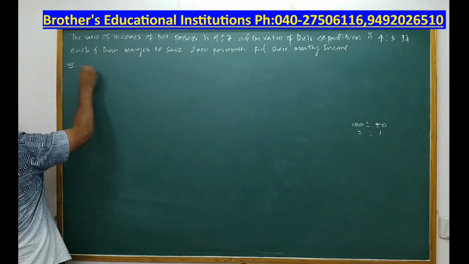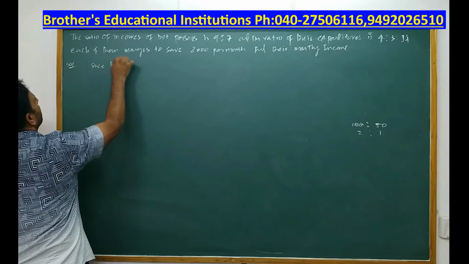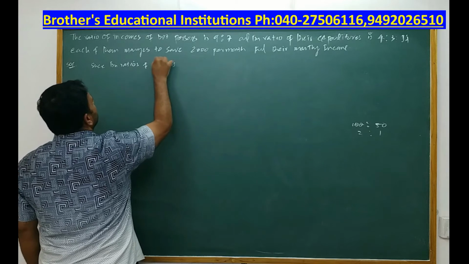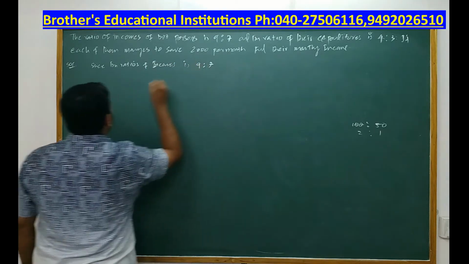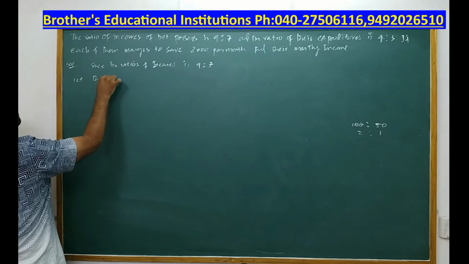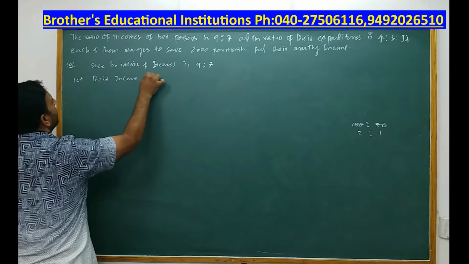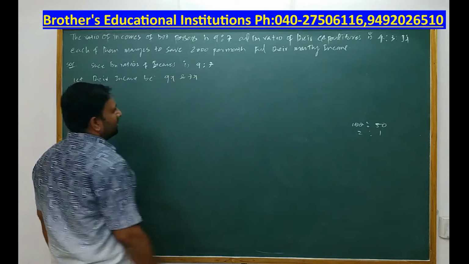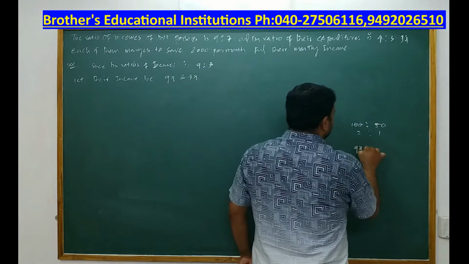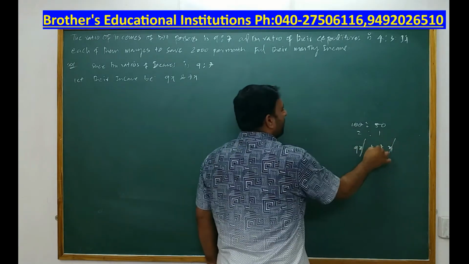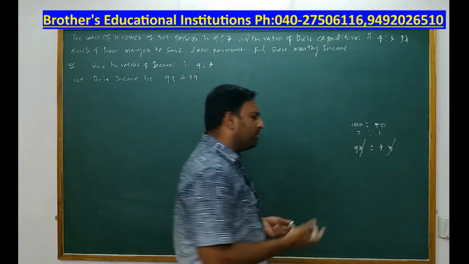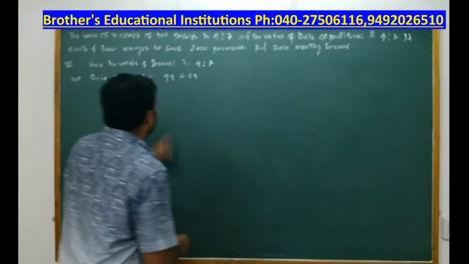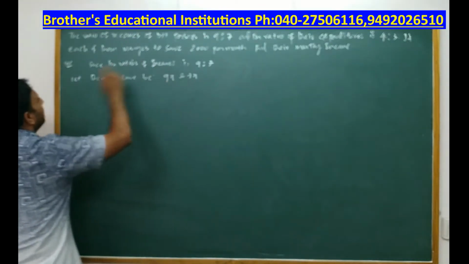So now let me say, since the ratio of incomes is 9:7, let their income be 9x and 7x. Alright, so if I take again 9x is to 7x, x and x common part cancel, I am getting back the same ratio, 9:7. Now the whole thing is about finding the value of x. Alright, so let their income be 9x and 7x.